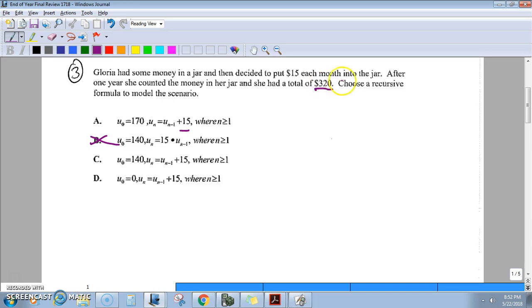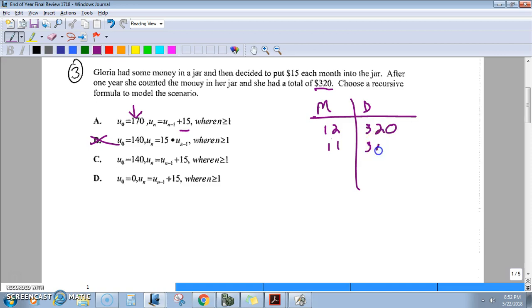So $320, I guess we need to figure out what our starting value was, right? So after 1 year, after 12 months, we're going to kind of work backwards. If this is our months and these are our dollars, if in 12 months she had $320, and she was putting in $15 a month into the jar, then the month before she would have had $15 less than that.